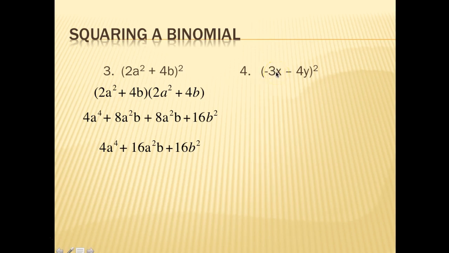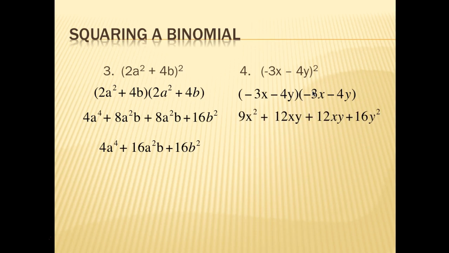Be careful when you have negative coefficients. Be very careful when you have negative coefficients. So negative 3x minus 4y times negative 3x minus 4y. A negative times a negative gives me a positive. So please be careful when you're multiplying and your coefficients are negative. And then combining like terms, we have this.